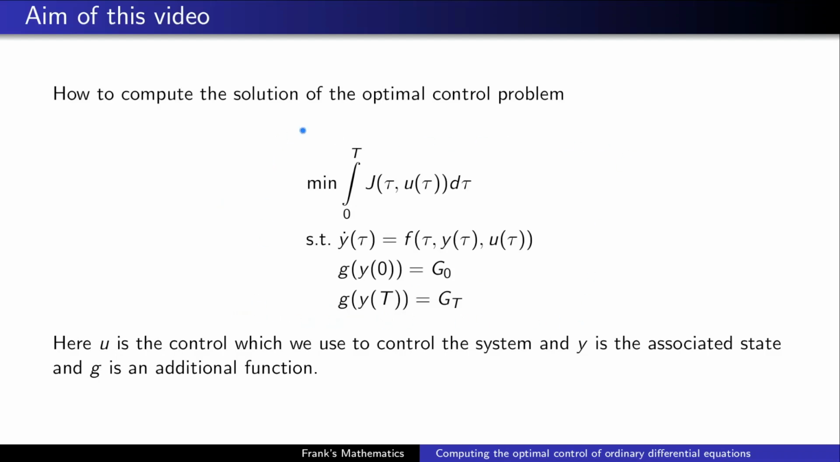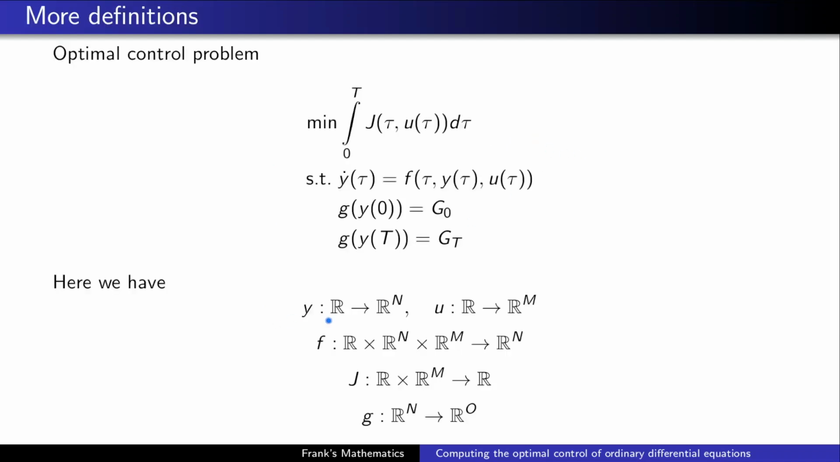Let's go a little bit more into detail. Again, we have our state. This maps to the space Rn. The control maps to a different space. This maps to the space Rm. Well, and the other definitions. And here we have our additional function g, our objective function j. And well, now we have defined our optimal control problem.